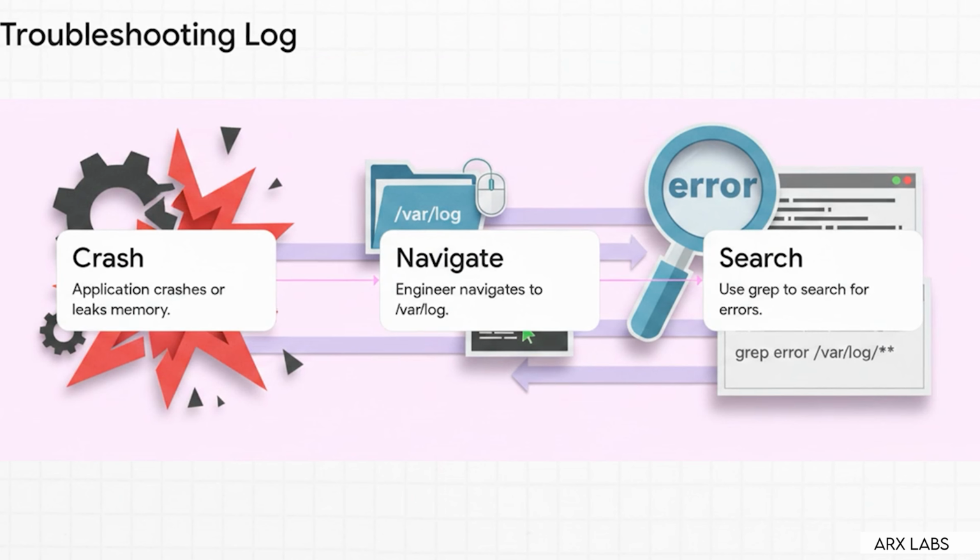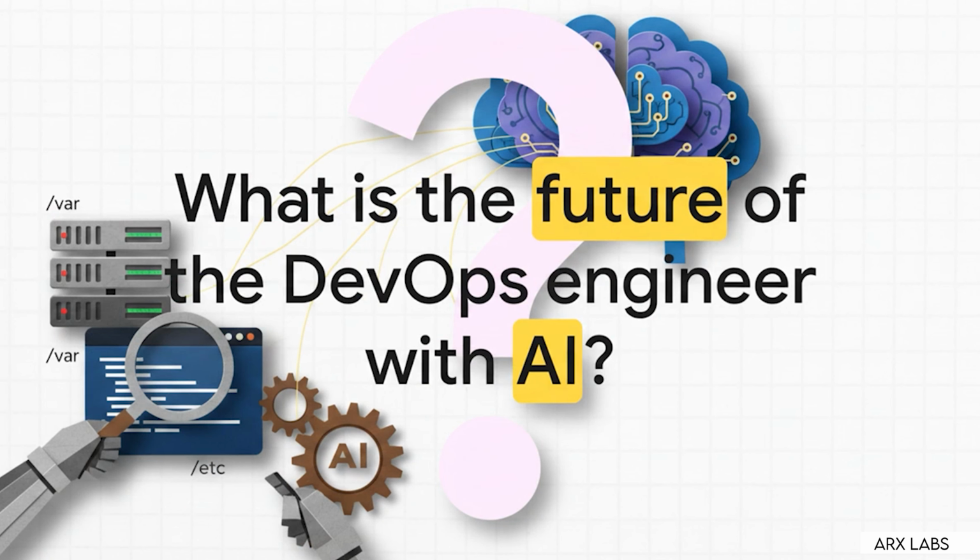Let's actually walk through what that looks like in a real-life reactive troubleshooting scenario. Step 1, the application crashes. Panic ensues. Step 2, the engineer immediately navigates straight into var/log. Step 3, because those log files are usually massively huge, they use the grep command to search specifically for the word error to isolate the issue. This exact sequence right here, this is how DevOps engineers survive sudden system outages and restore functionality. It's their lifeline.